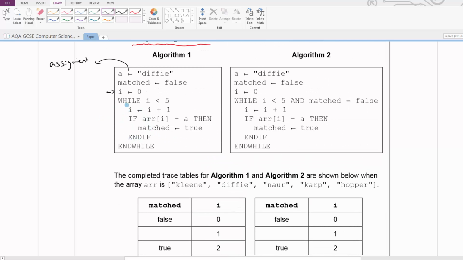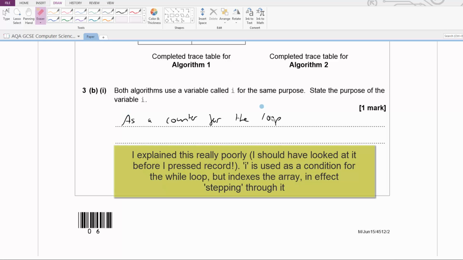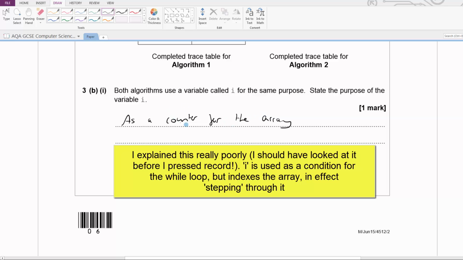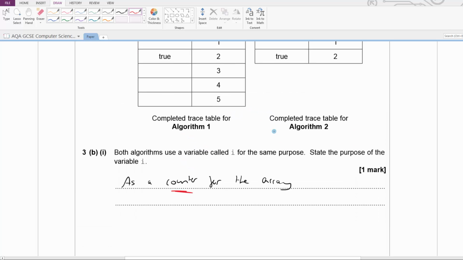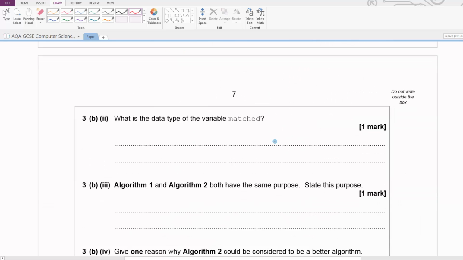Yeah, so I wouldn't say temporary in the exam, but it is there to count through the loop. In fact, the mark scheme says for the array, which is a much better way of putting it, although it is in brackets, so you'd probably just counter on its own would get you marks. Also index or stepper, but it's for the array, but this is in brackets, so I was probably incorrect to say for the loop, but there you go.